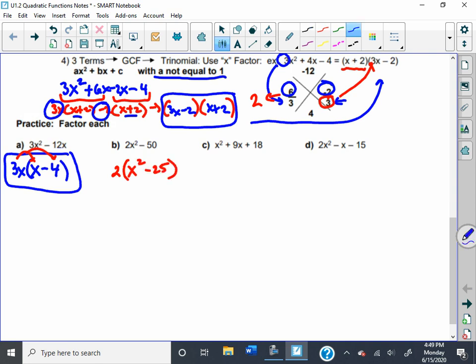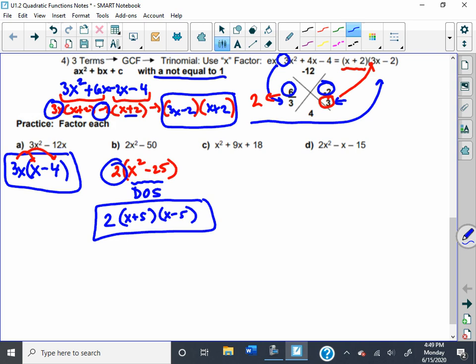Now x squared minus 25 is a difference of squares. So that's going to factor into two more binomials because we can square root both of those terms and there's a minus sign. So when we square root x squared, we have x and x. And square root 25 is 5. And 5, and we put a plus and a minus. And then this 2 that we pulled out at the beginning has to go down in front. Now this is factored all the way.